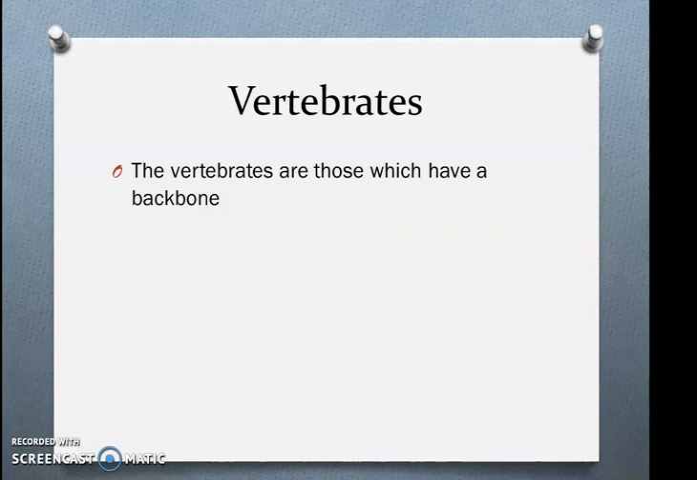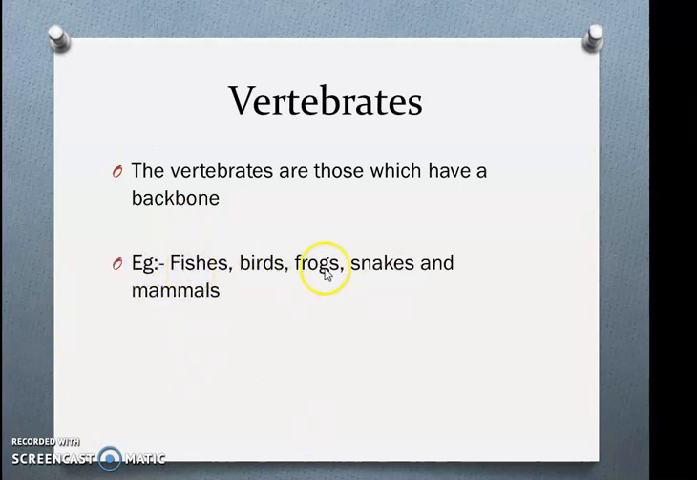Before this grade, normally to explain to students, it is said that vertebrates are those that have bones, and invertebrates are those that don't have bones. But when we move to this unit, you will learn further why we are not using the term bone and no bone. Instead, we are saying backbone. So the group of animals that have a backbone, we call them vertebrates. Examples are fishes, birds, frogs, snakes, and mammals. These all belong to the vertebrate group. We will study the vertebrates in detail in this unit.